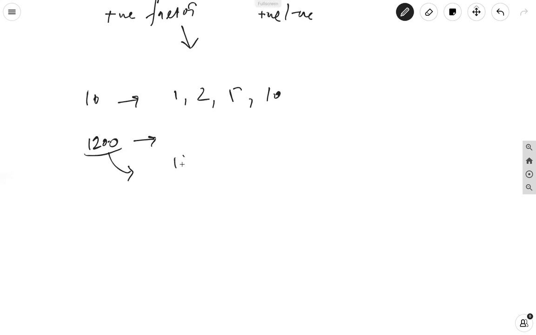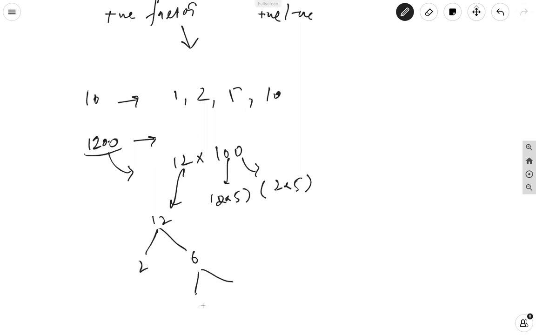As I told you earlier, we can write this as 12 into 100. For each 0, just make 2 into 5, 2 into 5. This is 12, right? And the prime factorization of 12 is 2 into 2 into 3. So this is 2 cube into 3 into 2 square into 5 square, so this is 2 power 4 into 3 into 5 square.